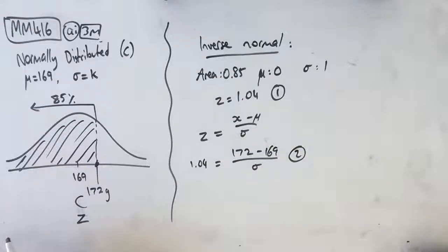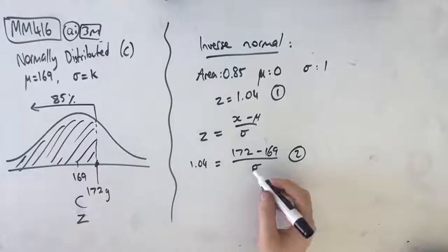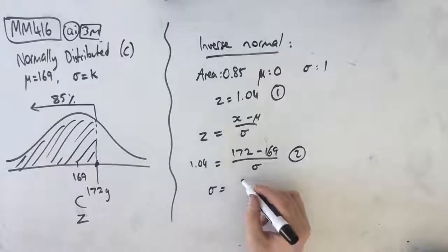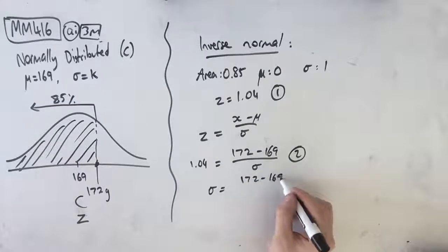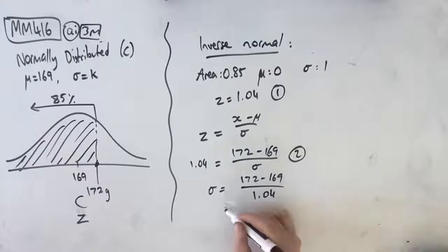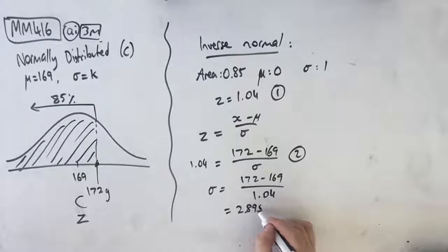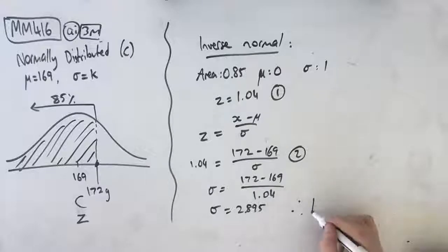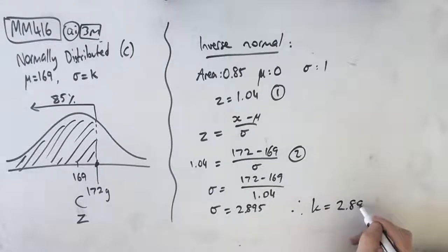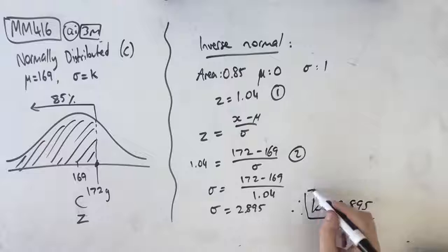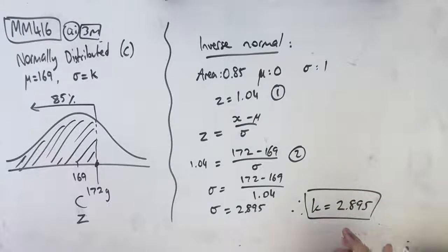Now our third mark comes from actually answering the question. So we can rearrange this, and what we get is standard deviation equals 172 take 169 over 1.04, which gives us 2.895. So therefore, K is equal to 2.895. Because remember we have to find K, not just the standard deviation. We actually have to state what K is. Awesome. That's it. So that's our third mark. Let's move on to part AII.